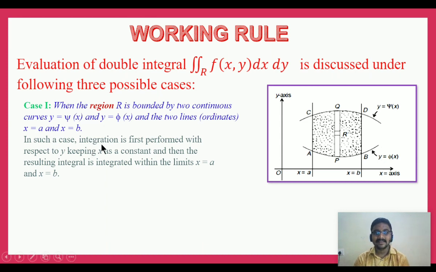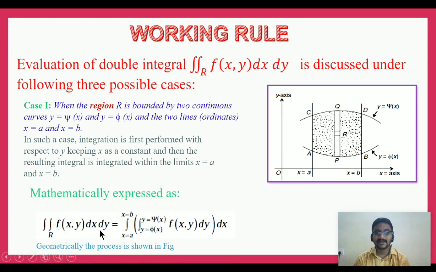In such a case, the integration is performed with respect to y, keeping x as constant. Then the resulting integral, the outer integral, is integrated within the limits x equal to a and x equal to b. Because the limits of x are constant, we apply integration with respect to x. Mathematically it can be expressed as double integral over R of f(x,y) dx dy.